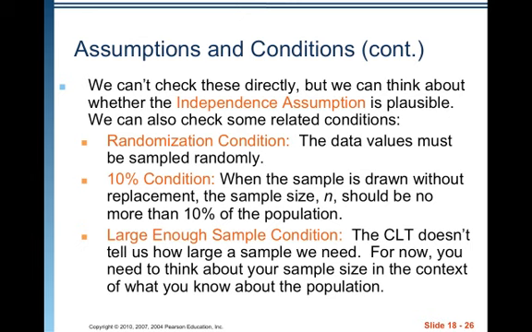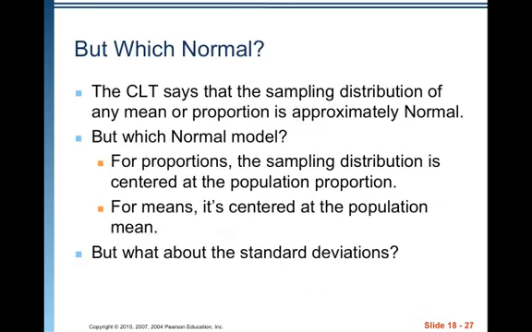So the difference here is that we don't have a success-failure condition, we just have a large enough sample condition, and that's because you don't have the concept of success and failure for quantitative data. You just have measures. For proportions, you have success in either demonstrating the characteristic of interest, or it fails to demonstrate the characteristic of interest. So that's why for proportions we had the success-failure condition.